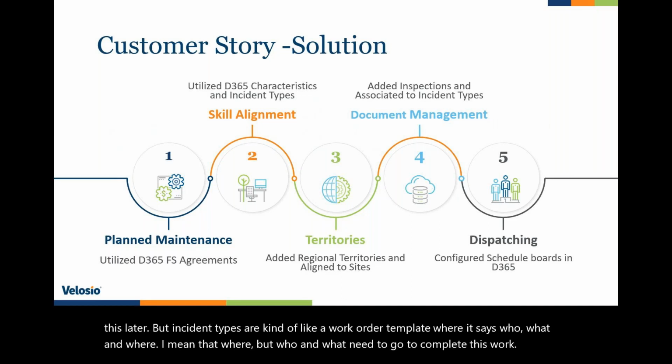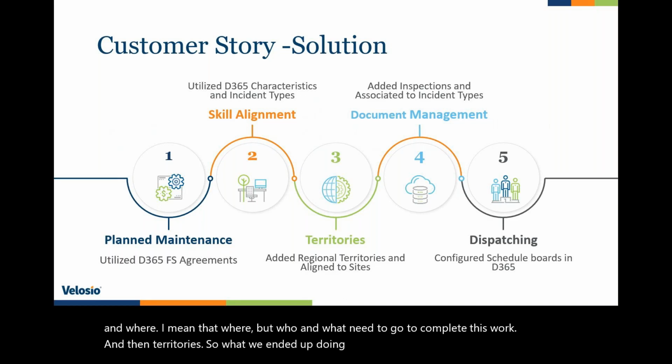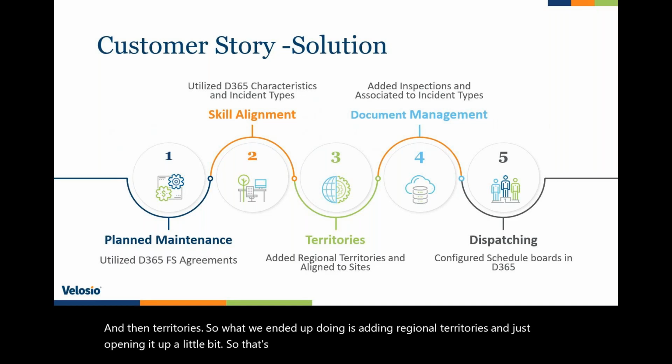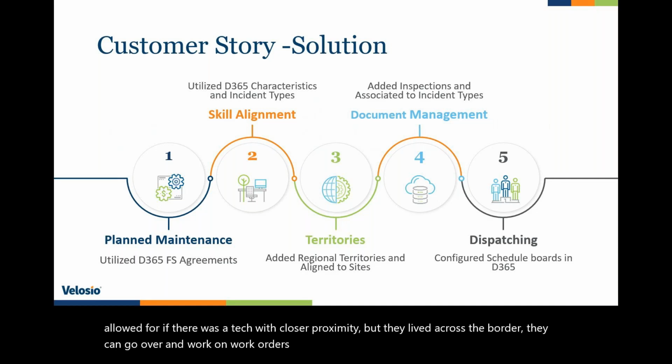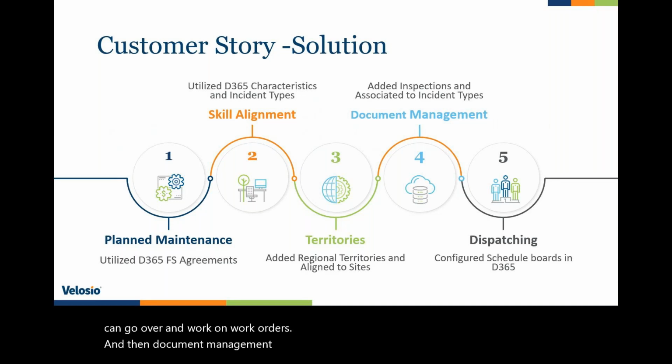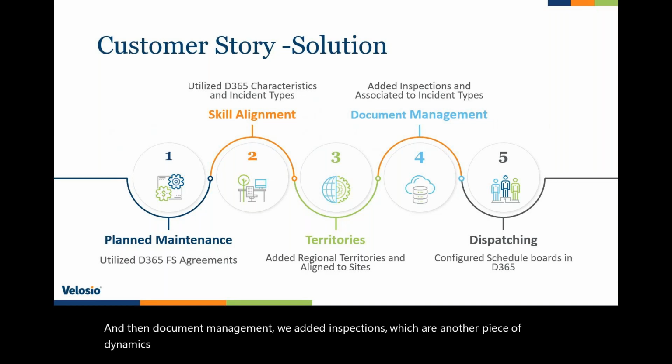And then territories. What we ended up doing is adding regional territories, and just opening it up a little bit so that their technicians could cross over state borders. This allowed for, if there was a tech with closer proximity, but they lived across the border, they can go over and work on work orders. And then document management, we added inspections, which are another piece of Dynamics, which allows technicians to actually do the paperwork with their mobile device, and you're able to maintain the rev control of it.